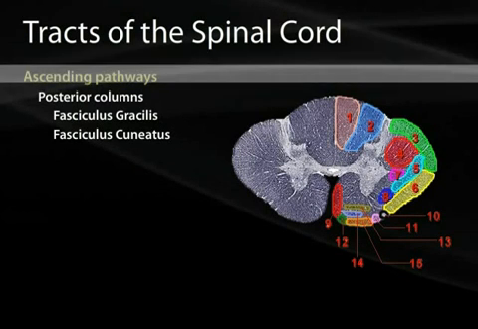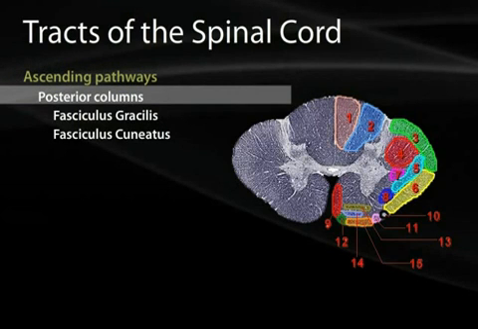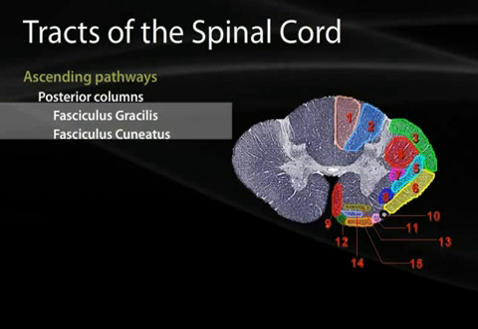If you look at the ascending pathways of the spinal cord, the posterior columns are represented in this image by numbers 1 and 2. The posterior columns are divided into the fasciculus gracilis and the fasciculus cuneatus. The fasciculus gracilis represents information coming from the lower half of the body. So we would say the legs. And it's very easy to remember that because there is a gracilis muscle in the leg. So that should help you remember that gracilis represents information coming from the leg.